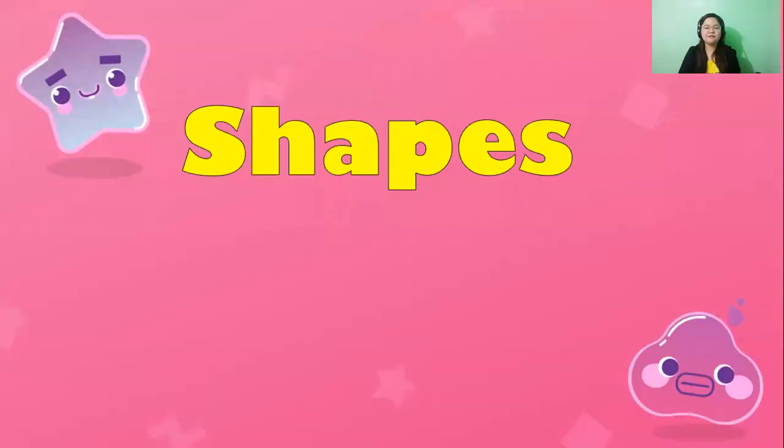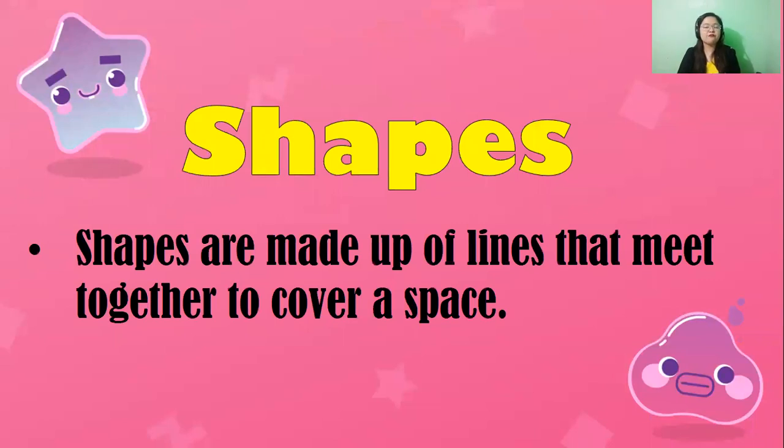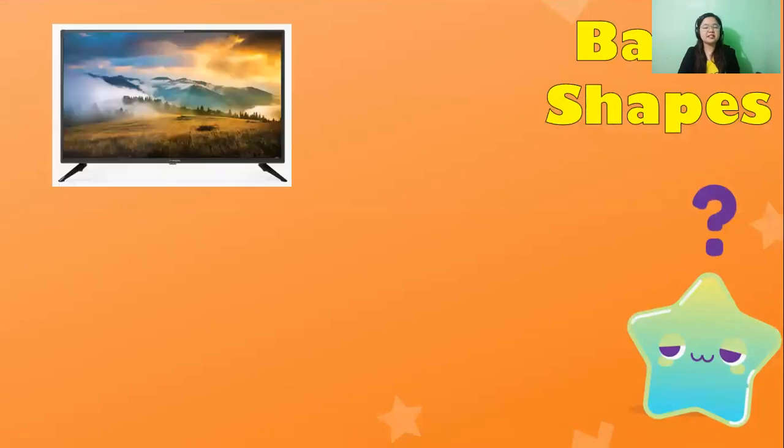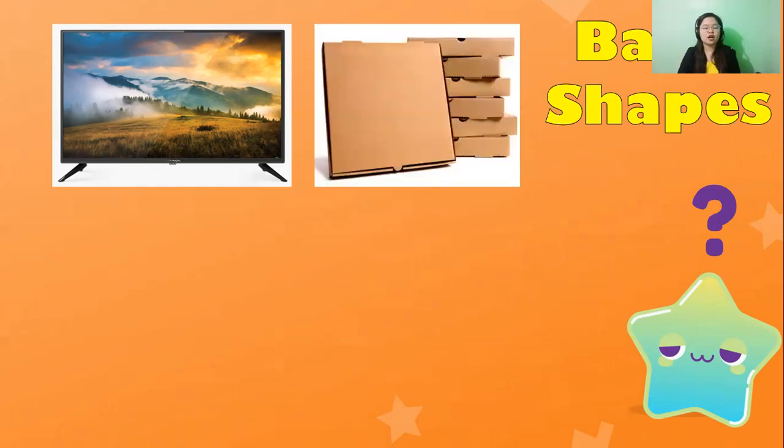Next, let's have shapes. So if lines are formed by connecting two dots, shapes are formed when lines are connected together to cover a space. So we have five basic shapes. Let's have the first one. First one is a rectangle. A rectangle has two short sides and two long sides. We have square. A square has four equal sides.